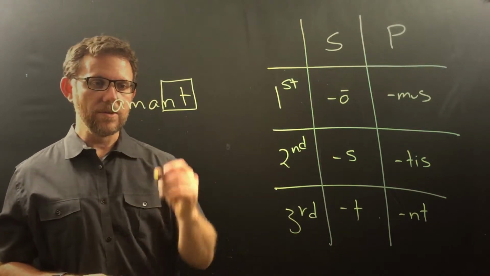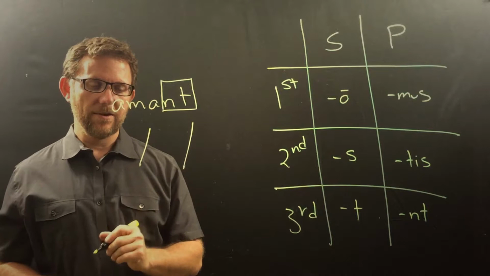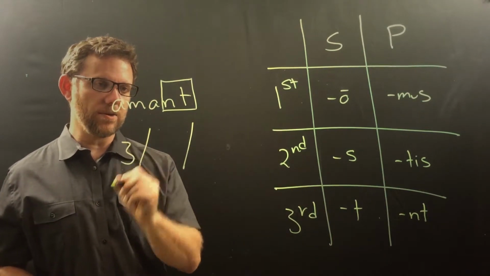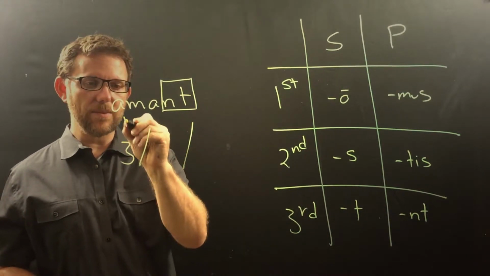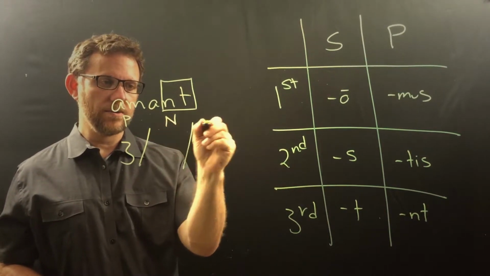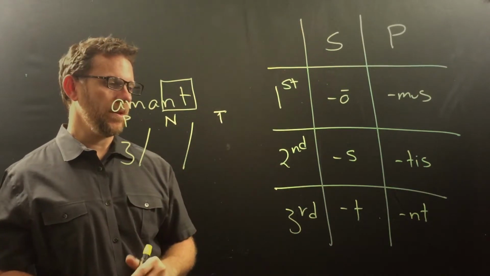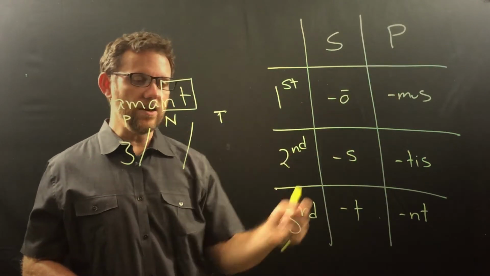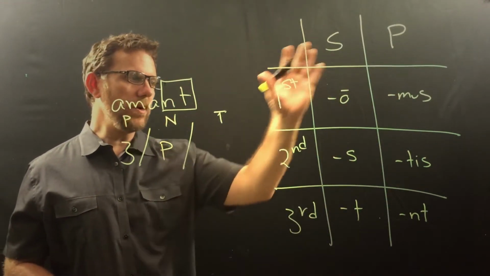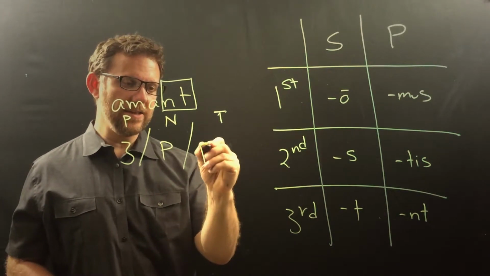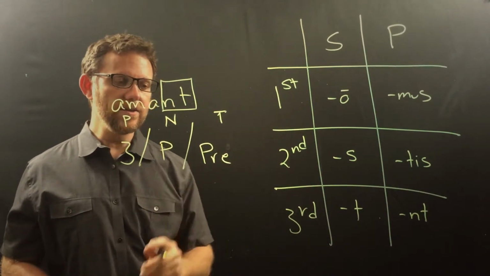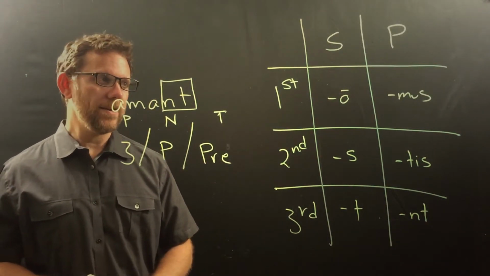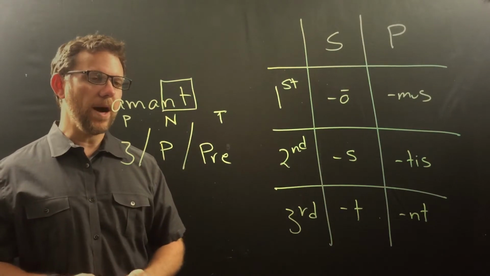So, I would write it out this way. First, I'm going to write the person, first, second, or third. It's third, so I'm going to write a 3. In this column, I'll write a P for person. In this column, I'm going to write the number. Is it singular or is it plural? Well, when I look at the nt ending and I look up, it's clearly plural. And then we've already said that all of these are present tense endings. And we're going to write PRE so that we don't confuse it with other tenses we're going to learn later on that also start with the letter P. This is how we would parse the verb amant.